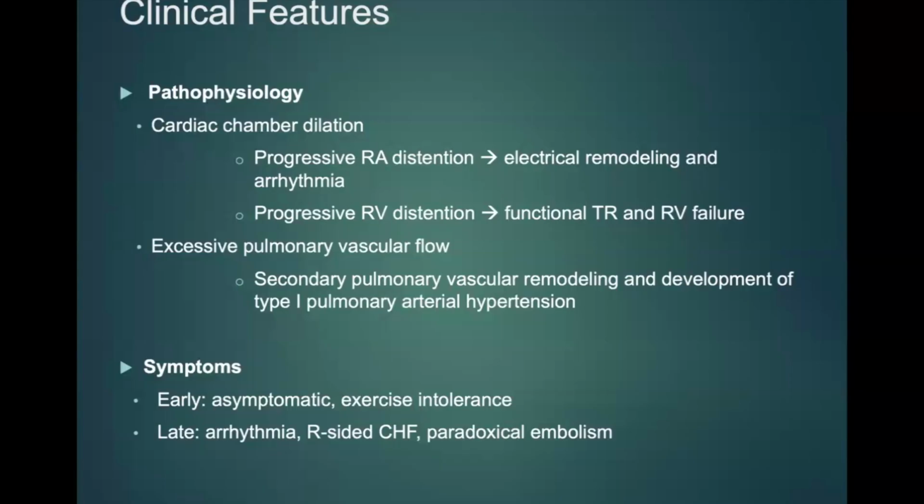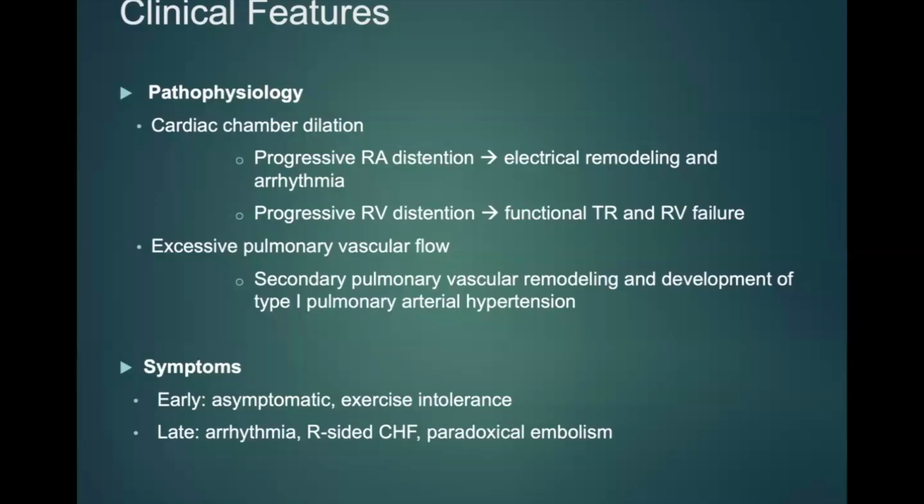Outside of right chamber dilatation, because of the enhanced right ventricular flow, you're going to get excessive pulmonary vascular flow. And over time, this leads to pulmonary artery remodeling, which eventually can form a type of pulmonary hypertension, type 1 in particular.